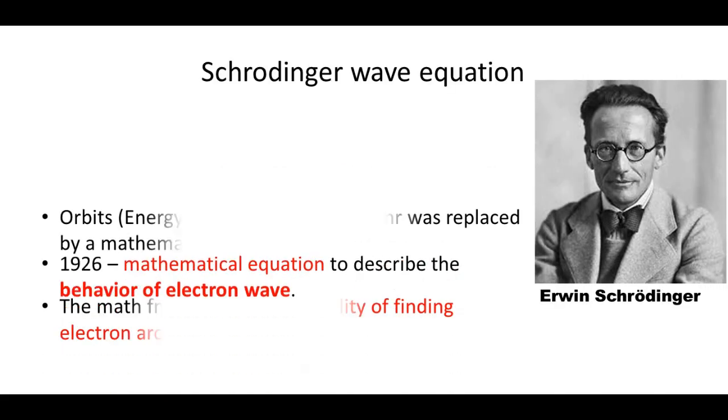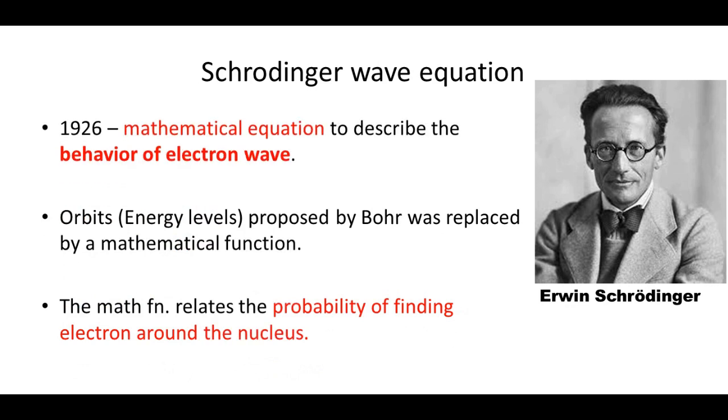In 1926 Erwin Schrödinger, an Austrian physicist, derived a mathematical equation to describe the behavior of the electron. In his equation, the energy levels or orbits as proposed by Niels Bohr were replaced by a mathematical function, and this function tells about the probability of finding an electron around the nucleus.